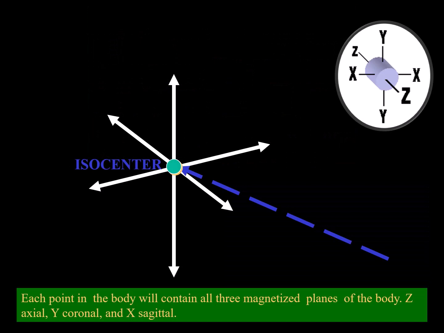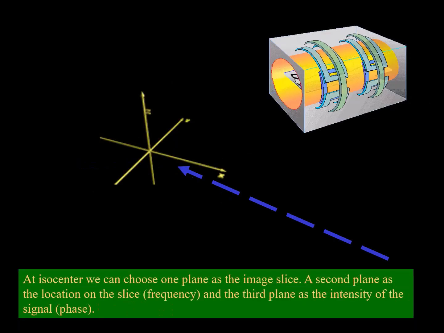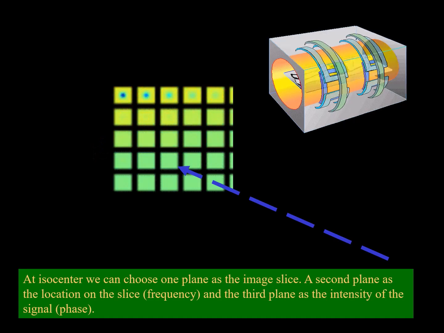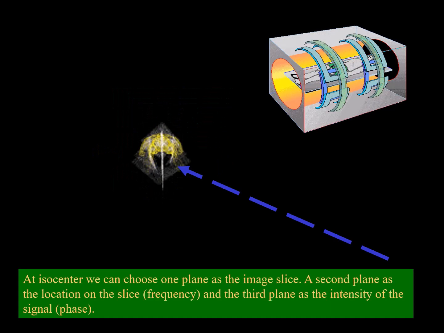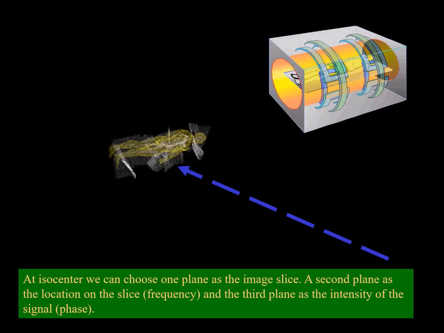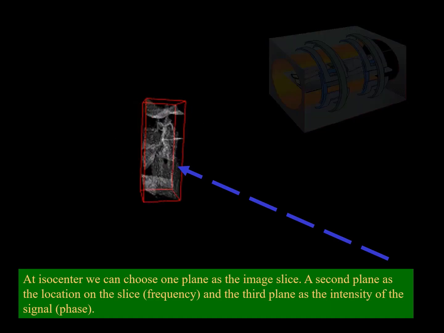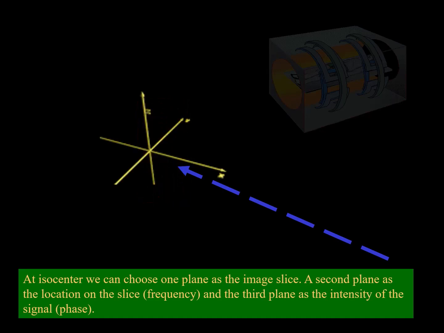We can map the body because each point in the body will contain all three magnetized planes: the Z or axial, the Y or coronal, and the X sagittal at that specific reference point. At isocenter, we can choose one plane as the image slice, the second plane as the location of the slice or the frequency, and the third plane as the intensity of the slice or the signal or phase. So let's say we have an axial image at this point and at this intensity. That intensity gives us a shade of gray, which corresponds to the tissue density. We then just map the densities onto a matrix, and we have an image.